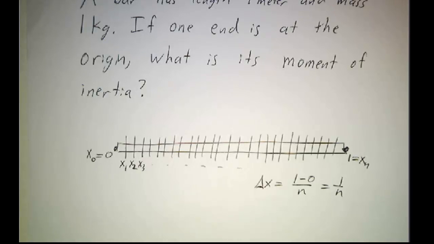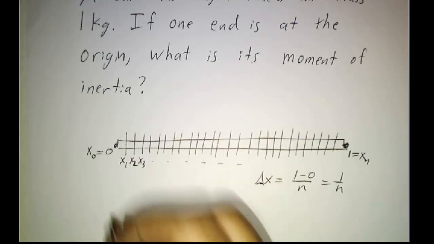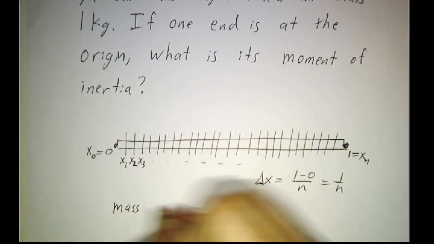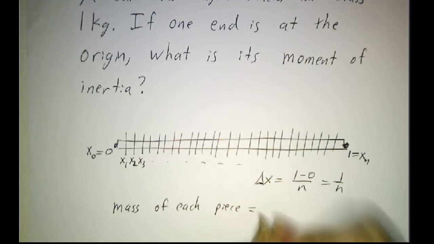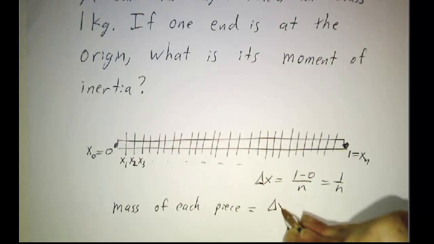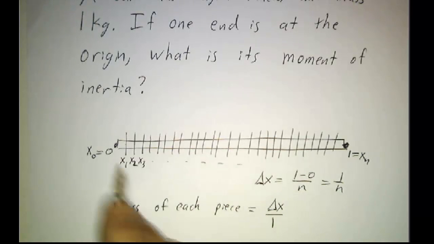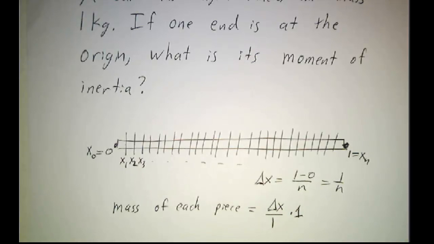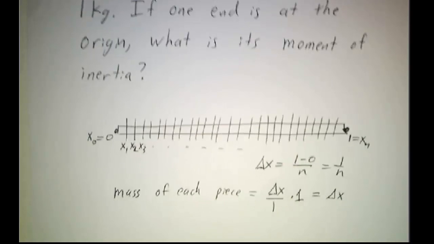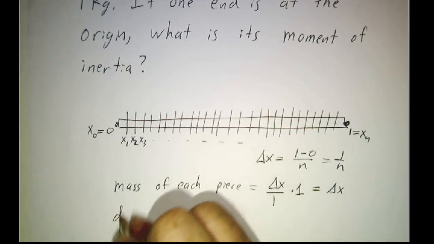Well, the moment of inertia of each piece is the mass of each piece times the distance squared. So the mass of each piece you get by proportions. Each piece is a fraction delta x over 1 of the whole. And the whole thing is 1 kilogram. So the mass of each piece is delta x kilograms if we're measuring distance in meters and weight in kilograms.